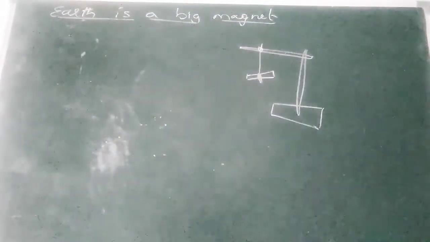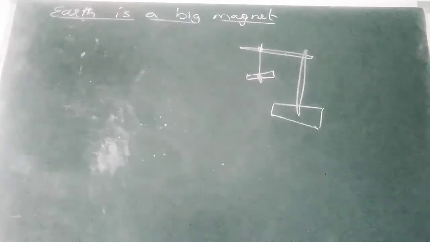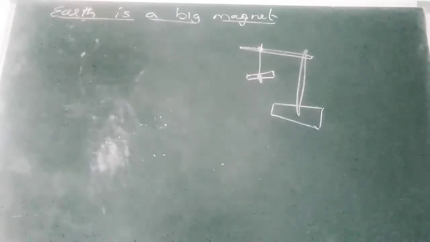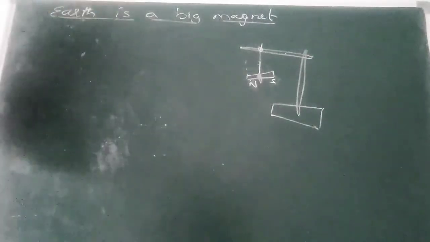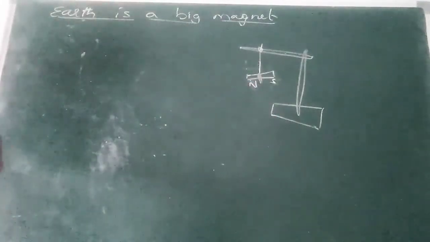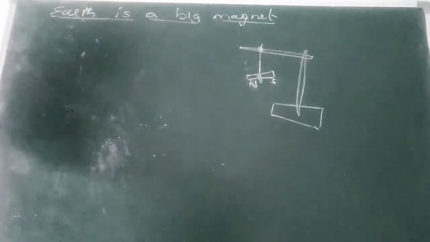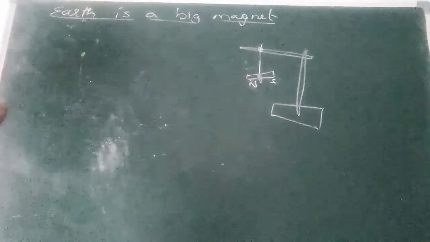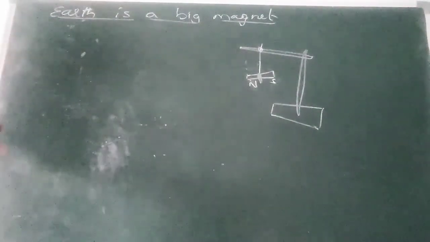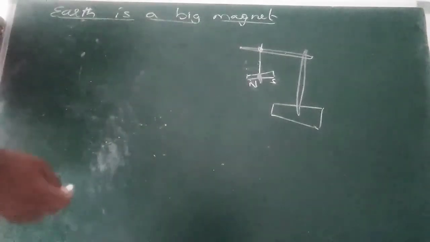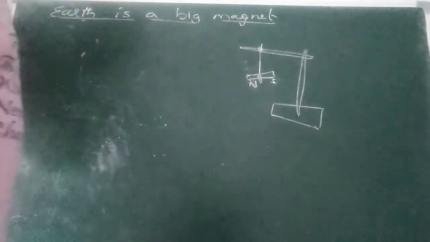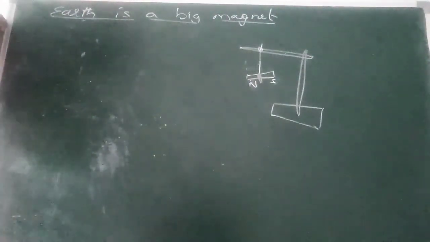After some time it comes to the rest position. So Earth is a big magnet. For that we have to take a stand, thread and a bar magnet, and suspend the bar magnet freely for some time. After some time it comes to the rest position. Why is it coming to the rest position? That proves that Earth is a big magnet. Before that, we did it another way.